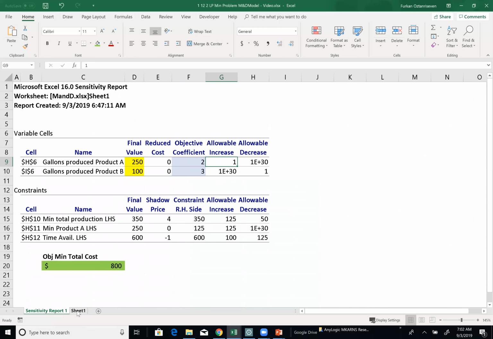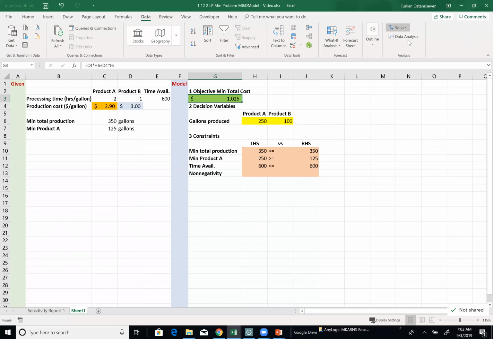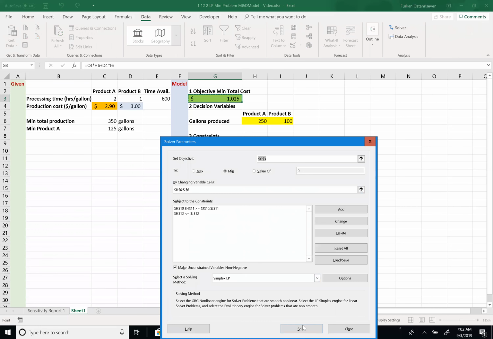I could increase this $2 to, let's say, I don't want to forget about this. So what I'm going to do is I will add here, let's say 90 cents for fun, just to show you. And let's say it cost me now $2.90. Let me just color code this one. I don't want to forget that I changed this value. All right, so now if I solve this problem again, data solver solve, you will see that these values will change.